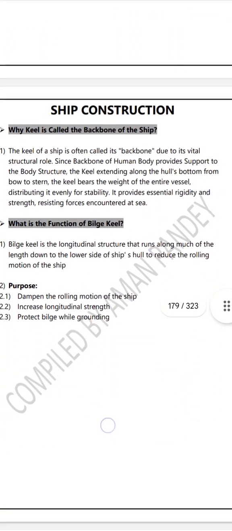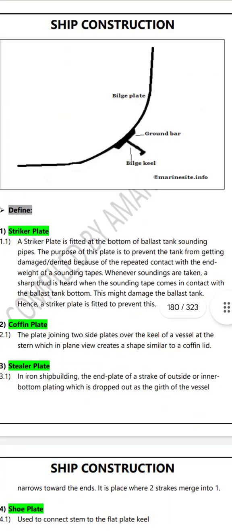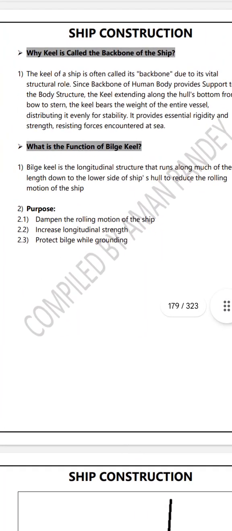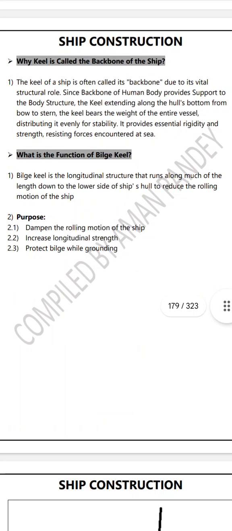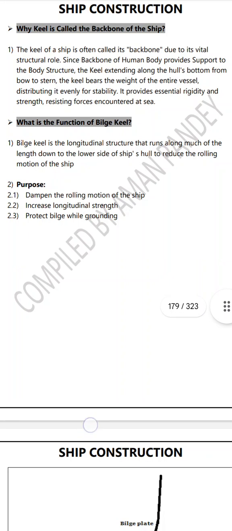What is the keel and backbone? Basically, the keel of the ship is often compared to the backbone due to its vital structure. Since the backbone provides support to the body structure, the keel extends along the bottom and supports the weight of the entire vessel.